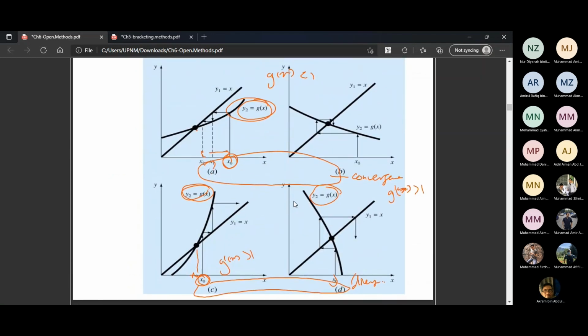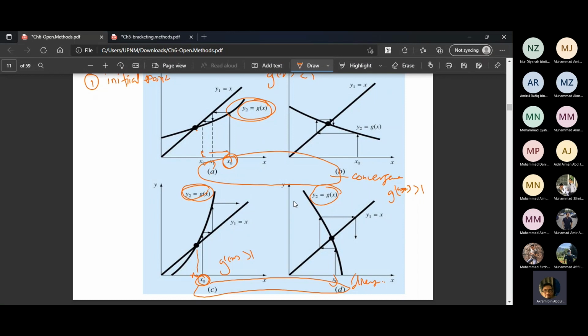Okay. So we know that. One more point: the convergence or divergence depends first on the initial point. Whether it converges or diverges will depend on the initial point. Now we know that the divergence or convergence will also happen based on the chosen function g(x).